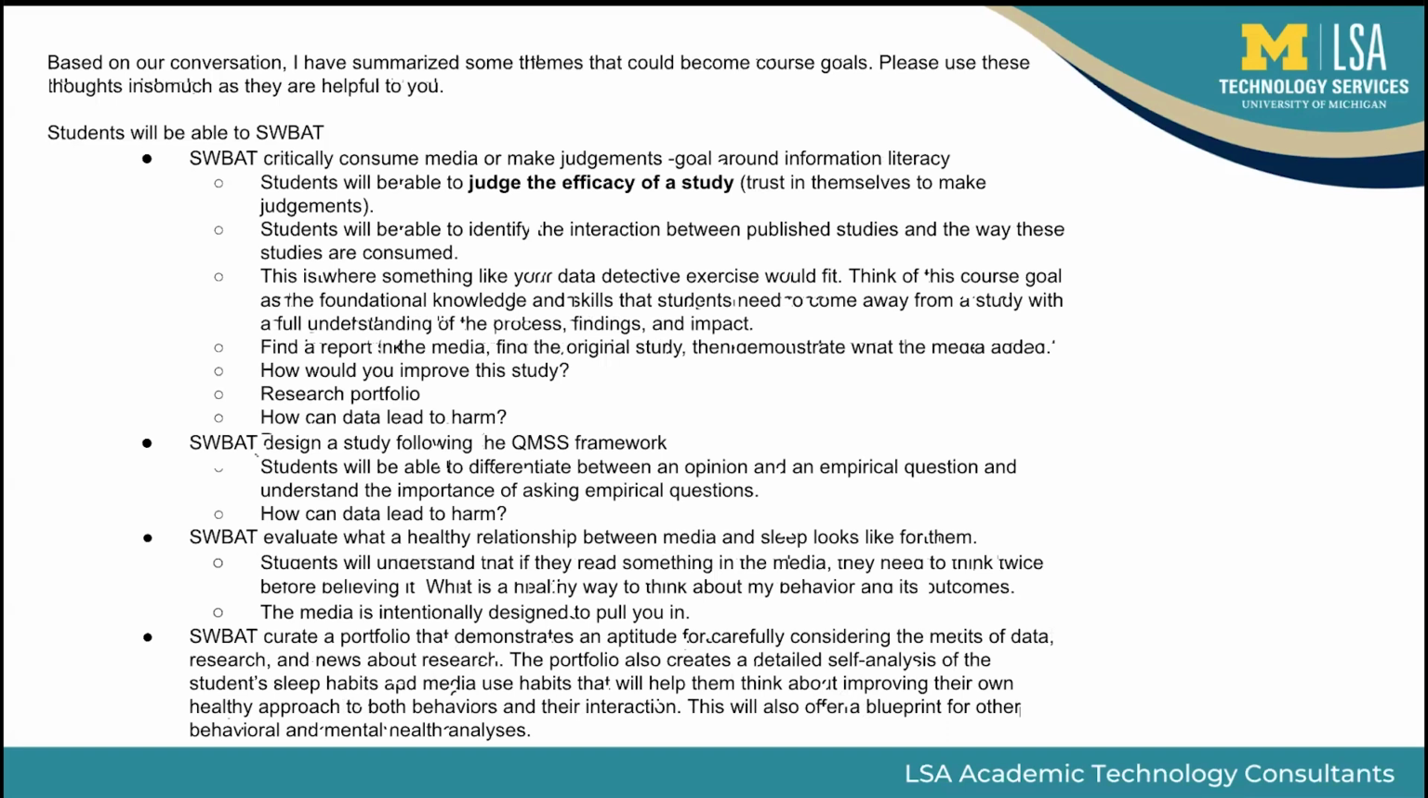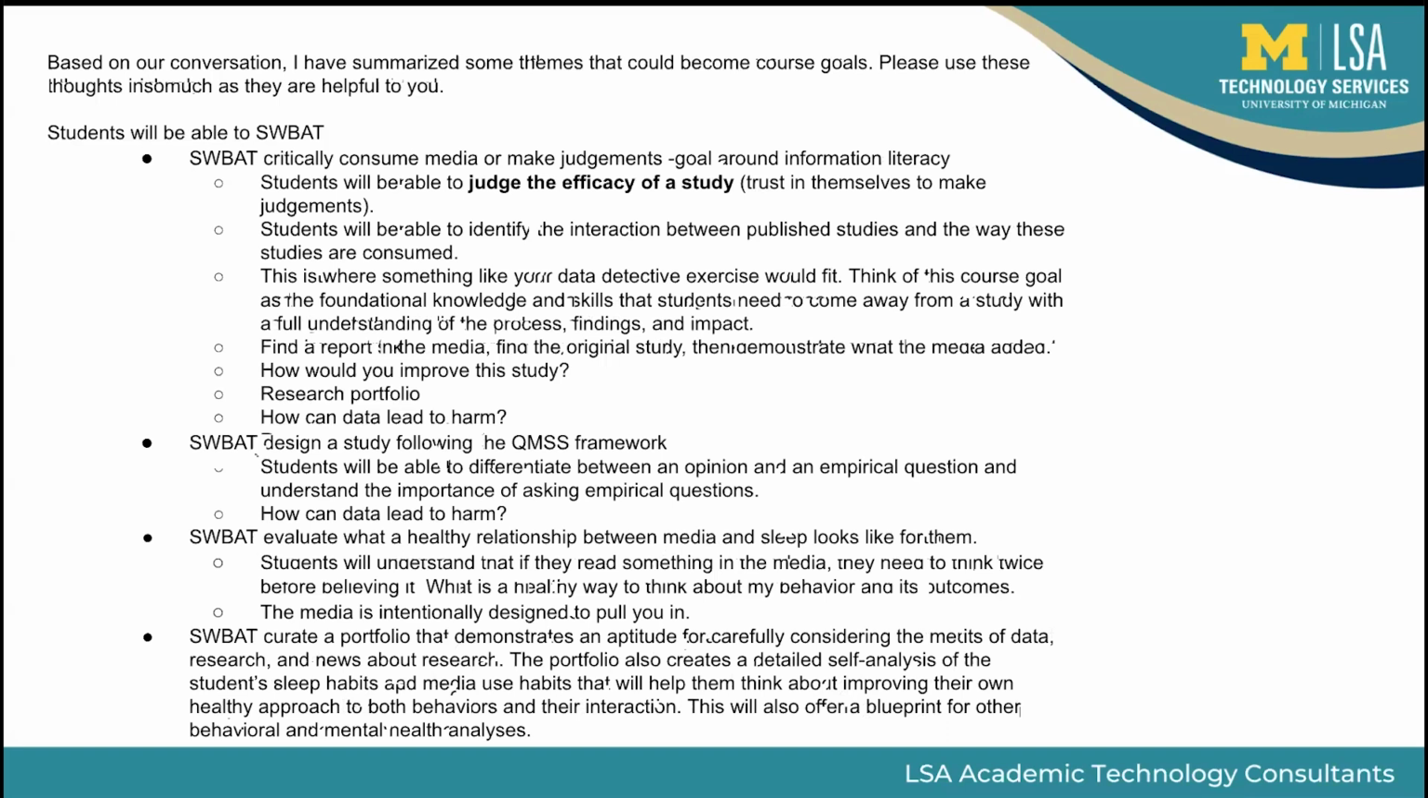So again, taking the learning goals that the instructor already had, in this case in a communication and media course around sleep and media, and then trying to show what are some of these activities or discrete things that students need to be able to do in order to meet that overall course level objective. For example, the first one here, critically consume media or make judgments about the media they're consuming.